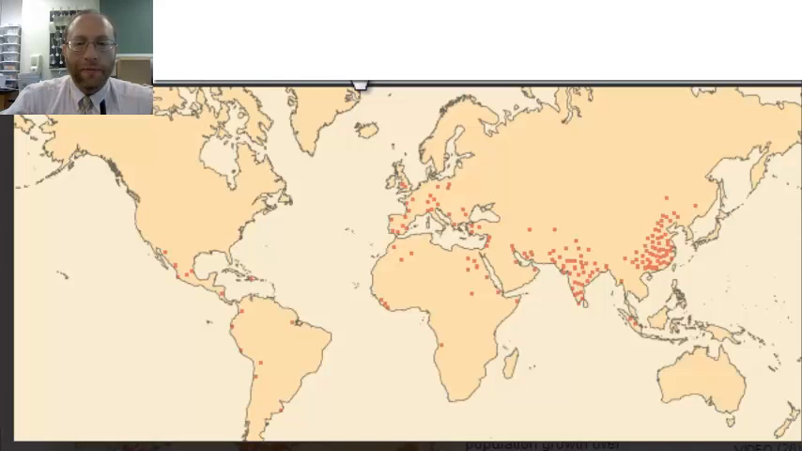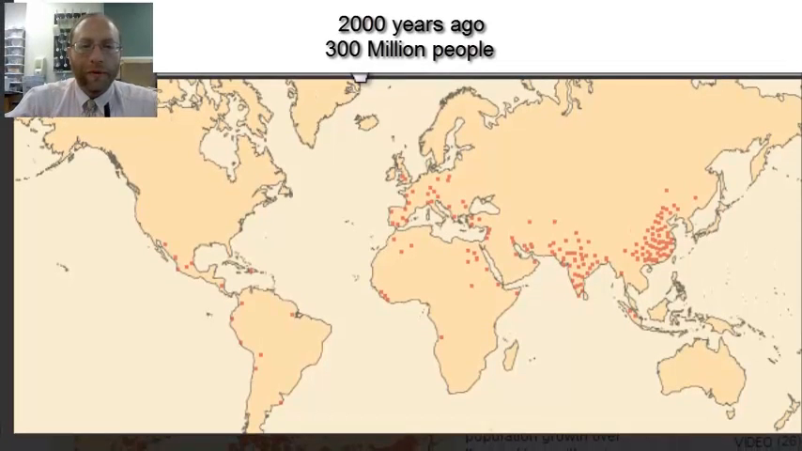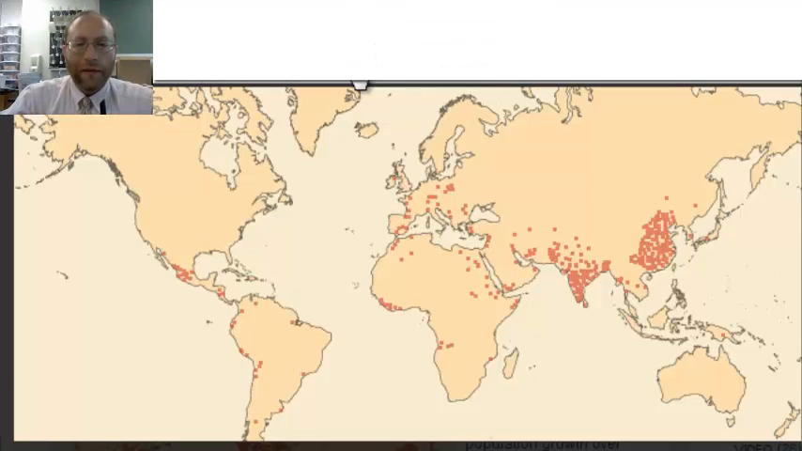Here we have a map showing human populations from 2000 years ago, when the human population was about 300 million. And then we're going to go 1,000 years later, at the year 1000, where the population grew by only 10 million people. And that's less than 0.1% a year. And the population actually dropped 300 years later because of the Black Death, which is the bubonic plague.